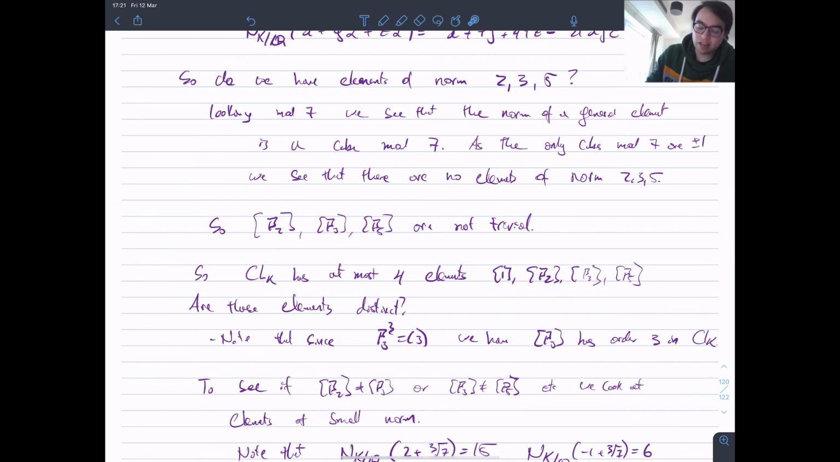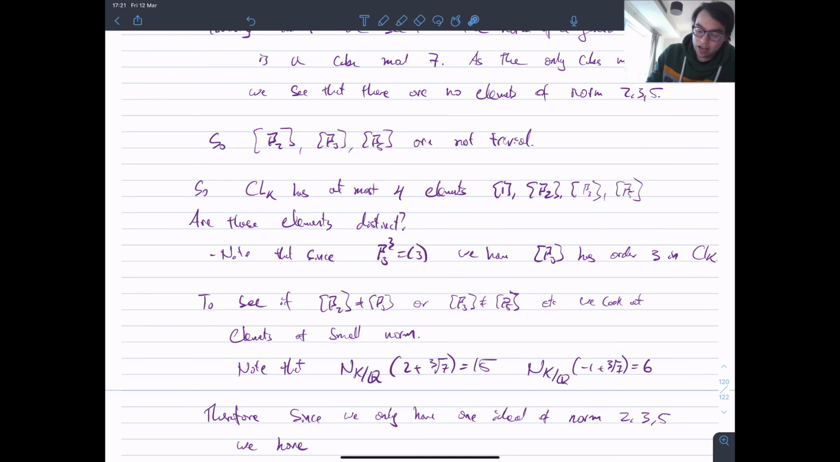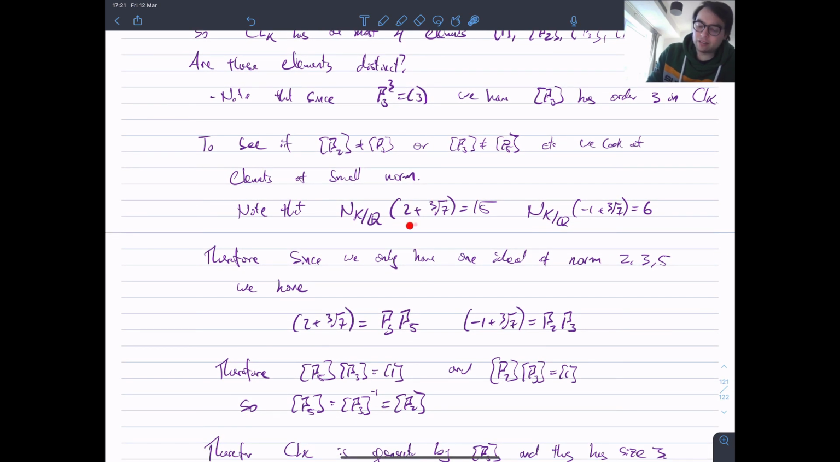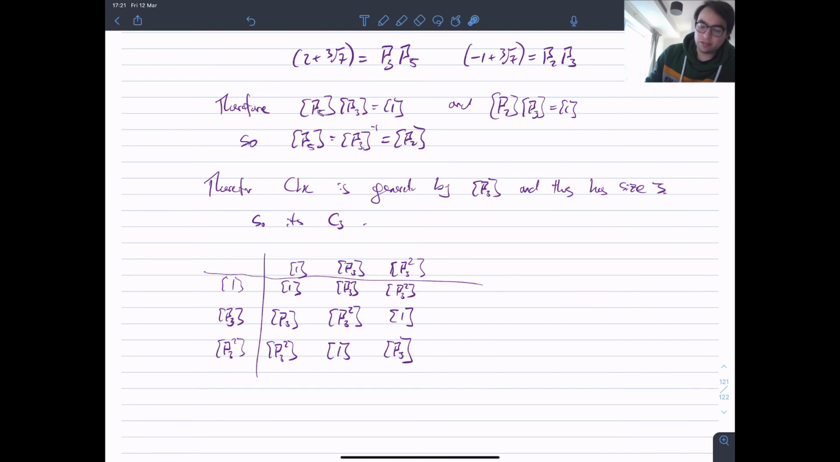Next, are there any relationships between these elements? By looking at elements of small norm, you can try and figure it out. Here I found an element of norm 15 and one of norm 6. This gives me a relationship between P3 and P5, and P2 and P3. And that was enough to figure out what the class group was. So in general, you can imagine how this can get very complicated.